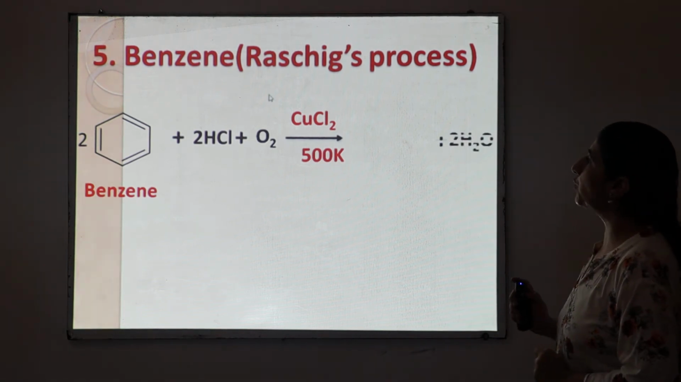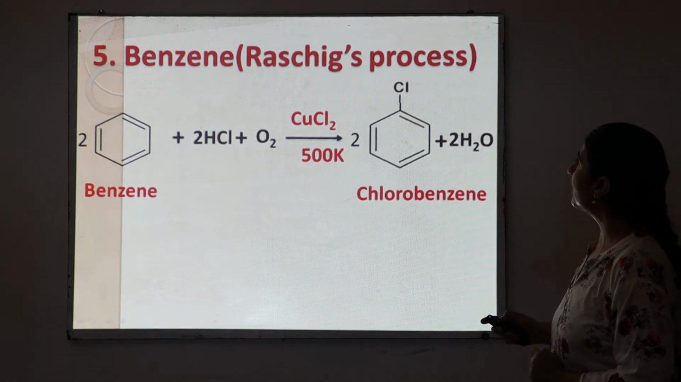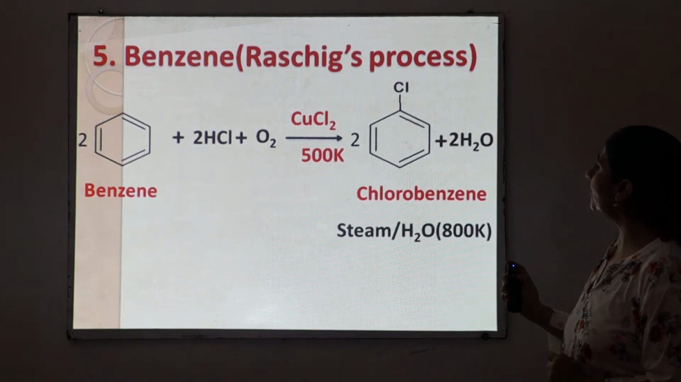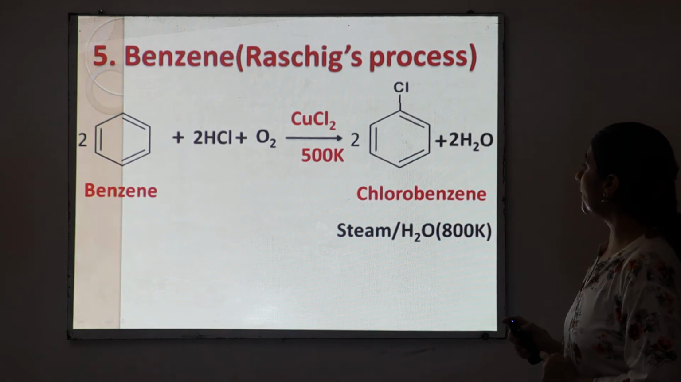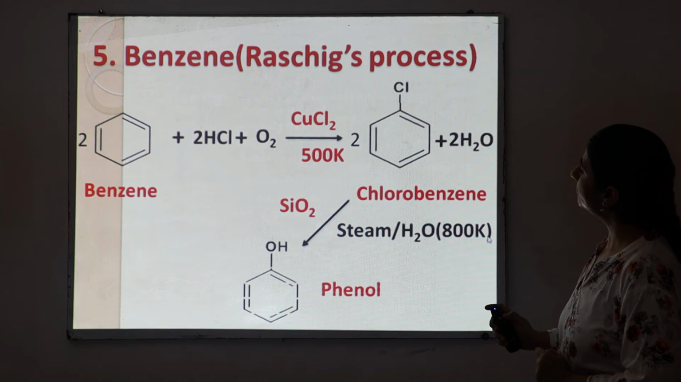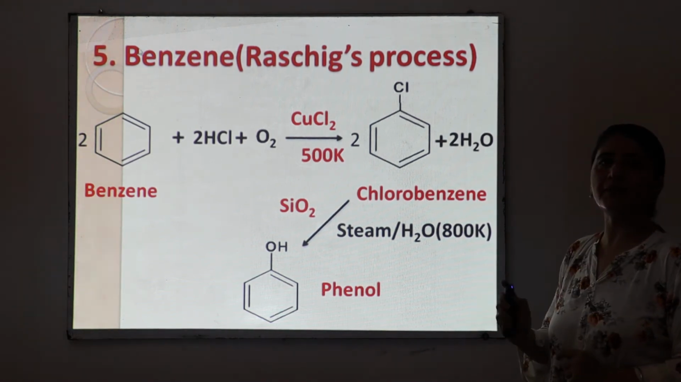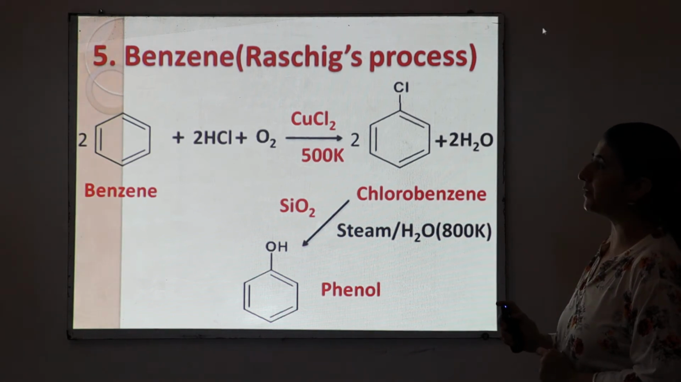In this case we first get chlorobenzene as the main product, and this chlorobenzene further reacts with steam in the presence of silicon dioxide, and we get phenol as the main product. So this is the fifth method of preparation of phenol from benzene.